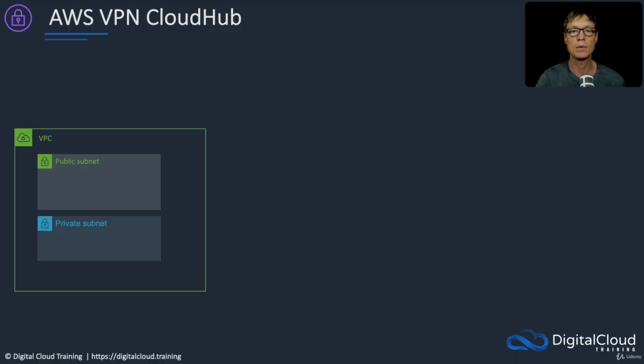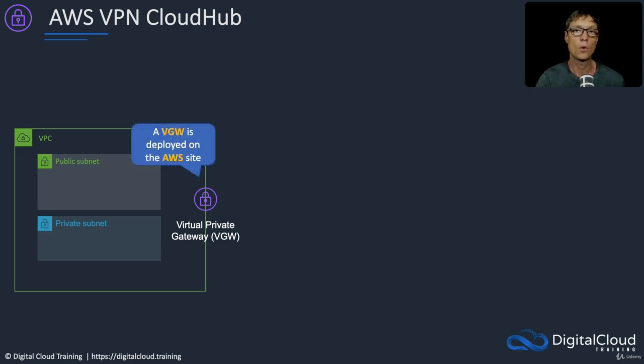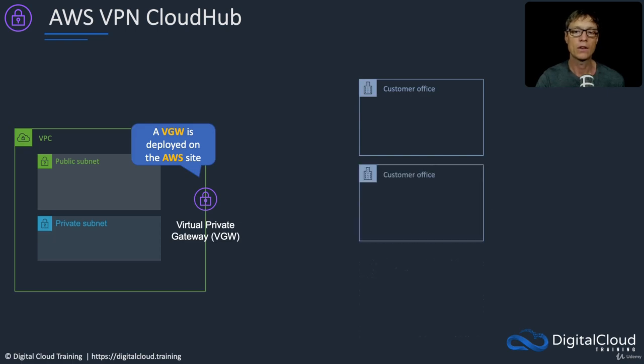So we've got a VPC and we've implemented a virtual private gateway, a VGW, and that's obviously deployed on the AWS site. We then have multiple customer offices, or these could be customer data centers, but they're different on-premises environments that we want to connect using a virtual private network to AWS.